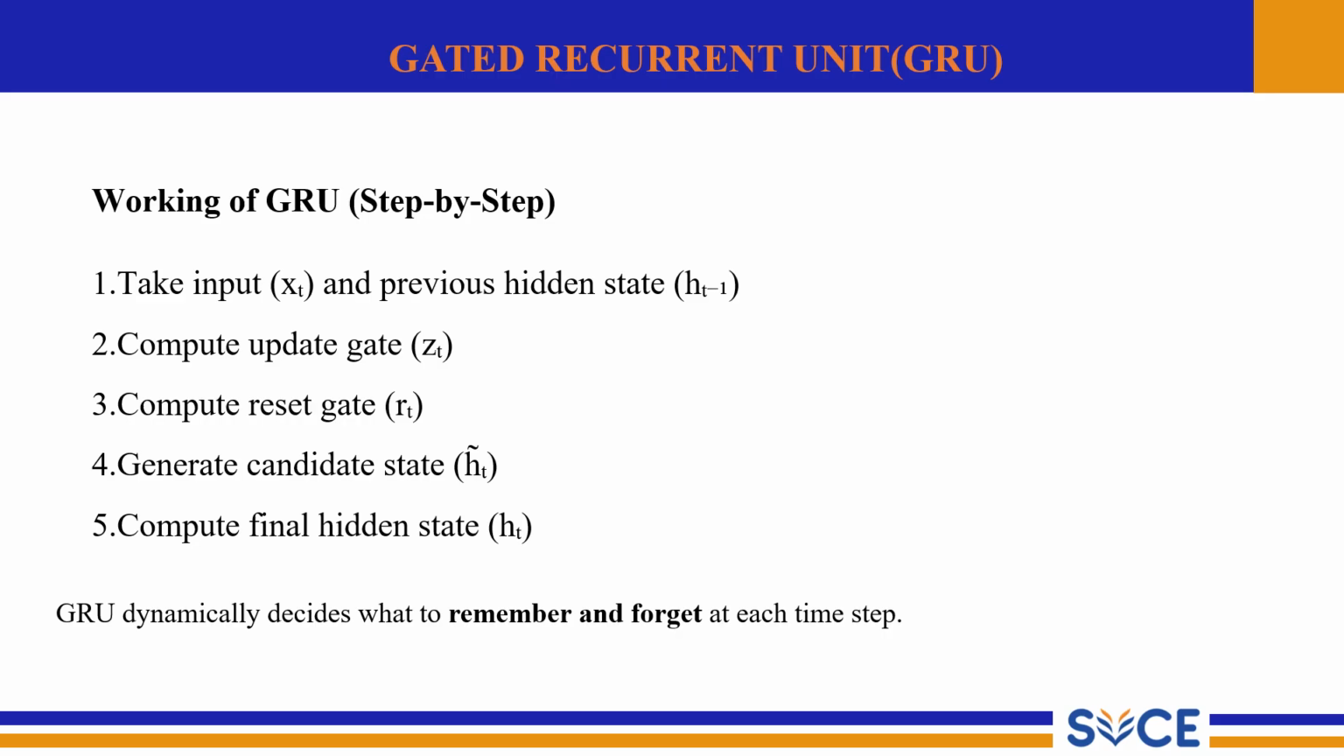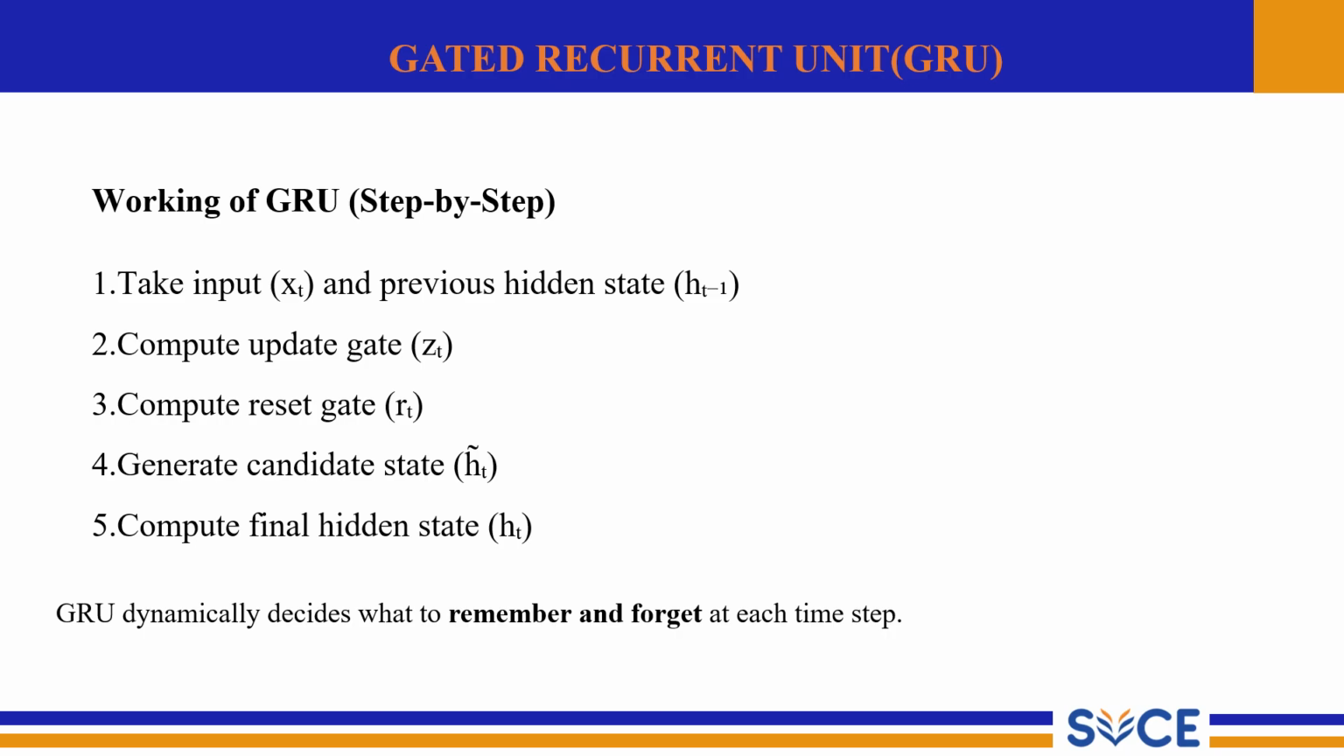Next step is to generate the candidate hidden state h̃t. Now the GRU creates a candidate hidden state. So this step combines the current input XT with the filtered past memory controlled by the reset gate RT. The reset gate determines how much of the previous hidden state is used here. This candidate state represents a possible new memory based on the current input and relevant past context.